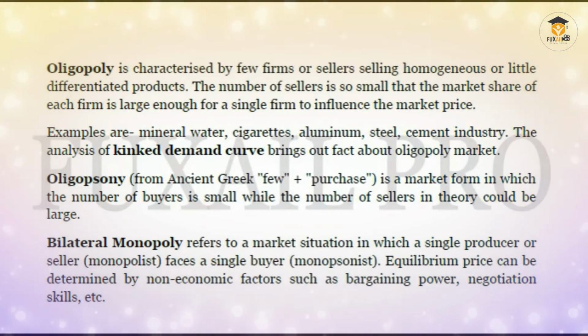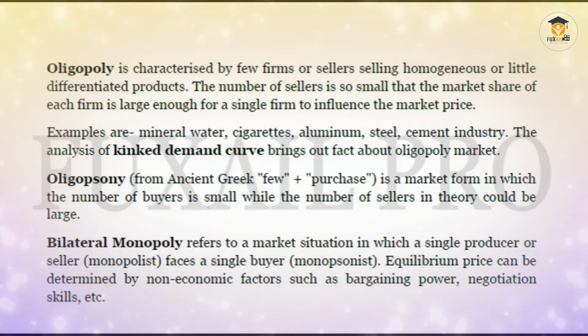Examples are mineral water, cigarettes, aluminum, steel, cement industry. The analysis of kinked demand curve brings out facts about the oligopoly market. Oligopsony, from ancient Greek meaning few plus purchase, is a market form in which the number of buyers is small while the number of sellers in theory could be large.